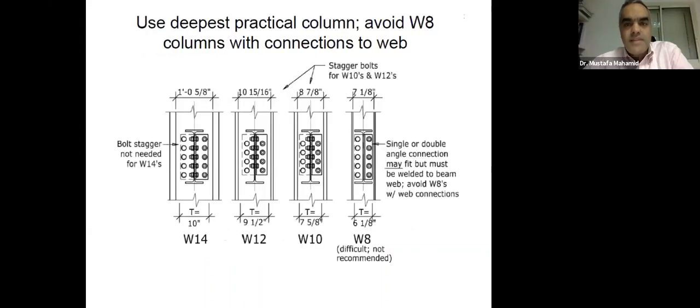Use the deepest practical column. Avoid W8 columns. It's hard to fit a connection in a W8 column. So here you can see the W8s. What is the T distance that remains? 6 1/8, and look at the connection, how very tight it is. Where if you have a W10, it's a little bit bigger. W12, it's bigger, and W14, it's even bigger and better.